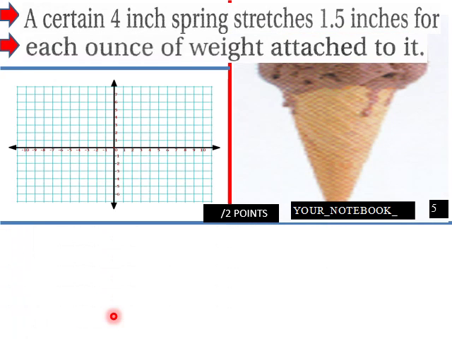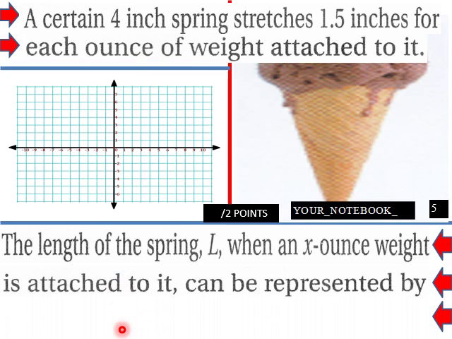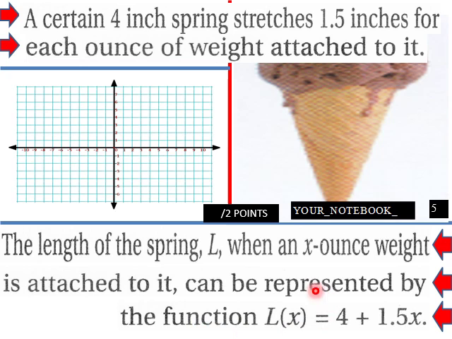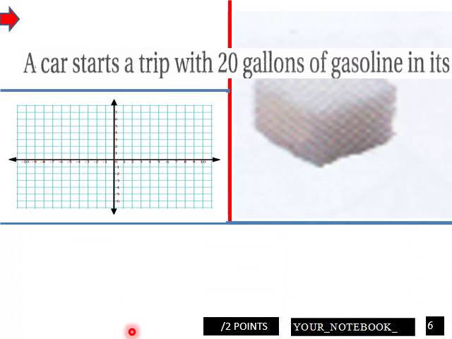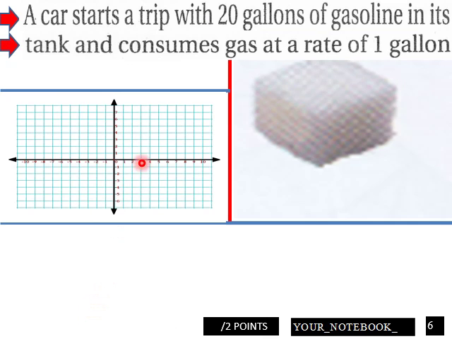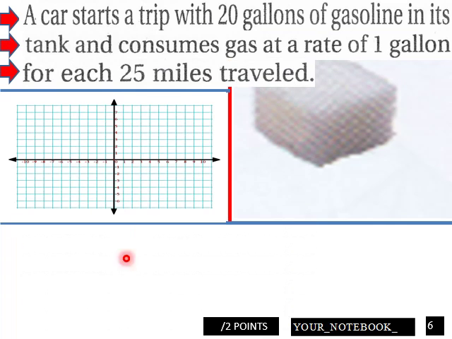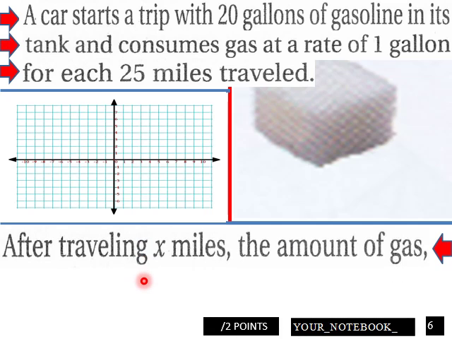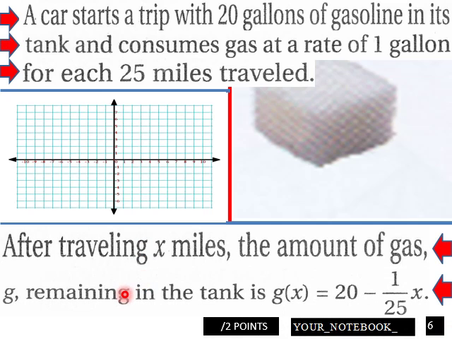In this example, a certain 4-inch spring stretches 1.5 inches for each ounce of weight attached to it. So the length of the spring L when an x ounce weight is attached to it can be represented by this function here. A car starts a trip with 20 gallons of gasoline in its tank and consumes gas at a rate of 1 gallon for each 25 miles traveled. After traveling x miles, the amount of gas remaining in the tank would be this amount right here.